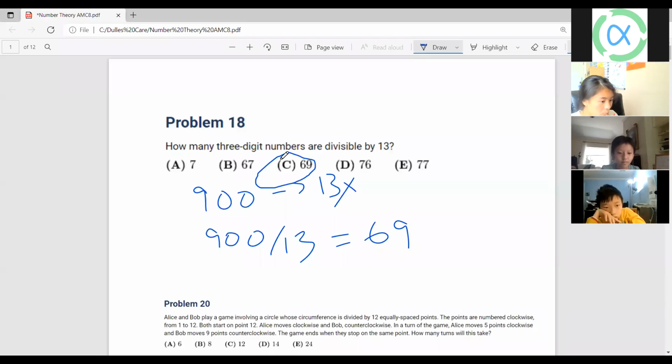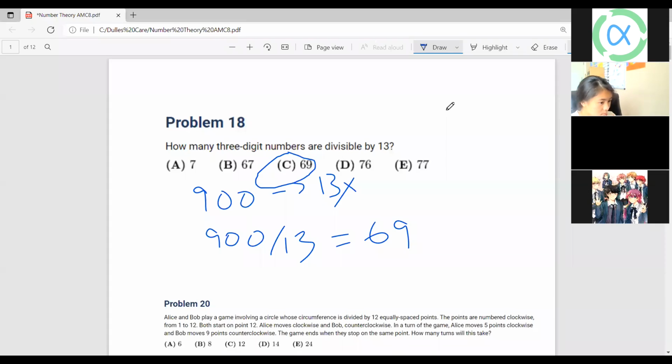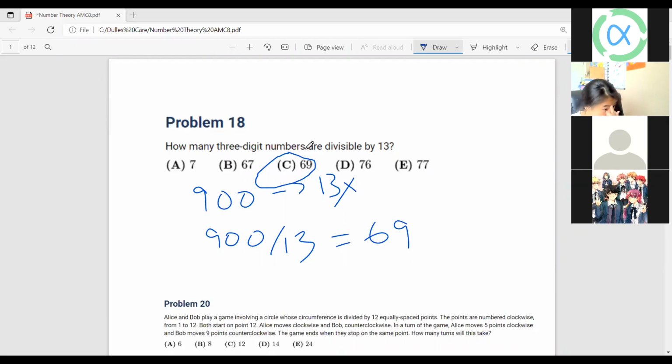So it looks like a couple more people are joining. Let me just briefly go over today's class. Today we'll be doing number theory in AMC8. We're starting today's class off with problem 18. How many 3-digit numbers are divisible by 13? What we're essentially asking is how many numbers from 100 to 999 are divisible by 13?